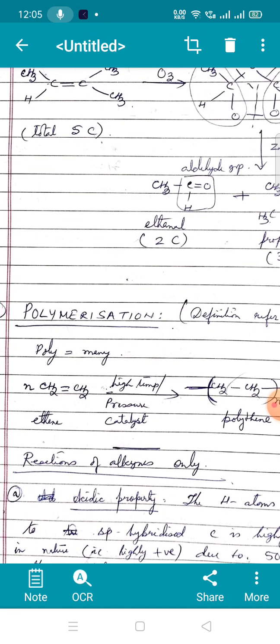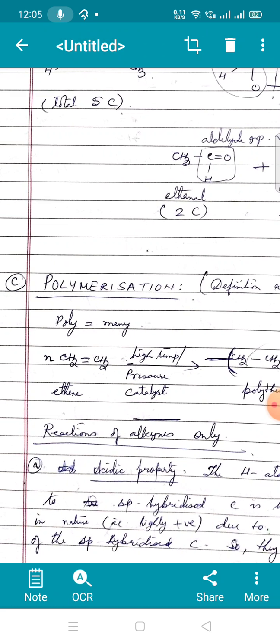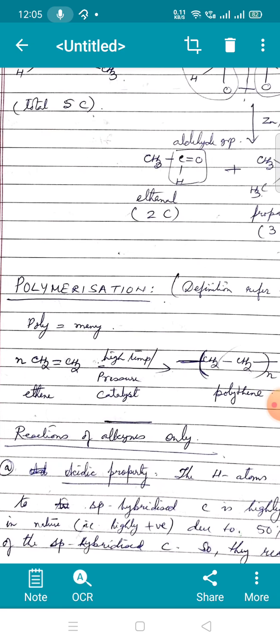The last reaction of alkenes is polymerization. Poly means many. Look for the definition in the textbook. Polymerization means when small units called monomers are joined together to form a very long chain, then such compounds are called polymers and the process is called polymerization. So the simplest alkene we have taken is ethene.